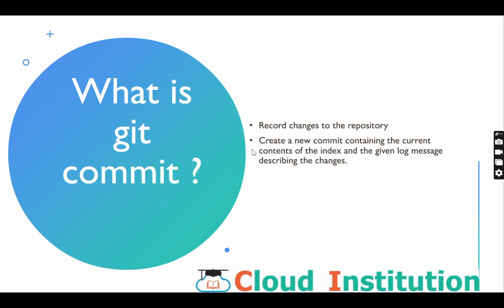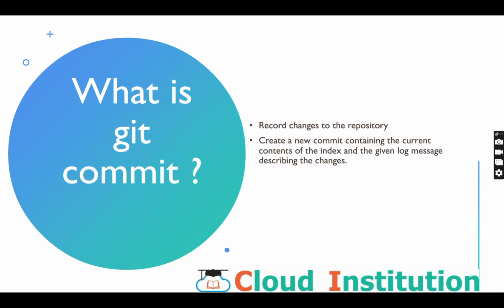So git commit. Whatever change you have made needs some record, right? So it will store the record changes to the repository. For example, it will create a new commit containing the current contents of the index and a given log message describing the changes. Whatever changes I have made need some kind of description of what I changed, and it has some kind of update of that. So it has to go with git commit only.